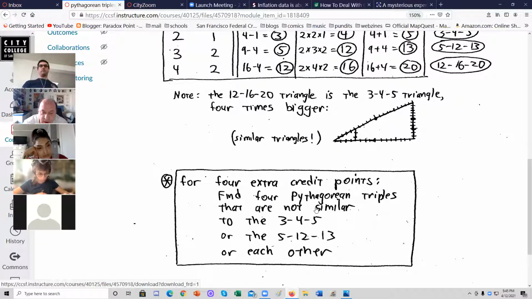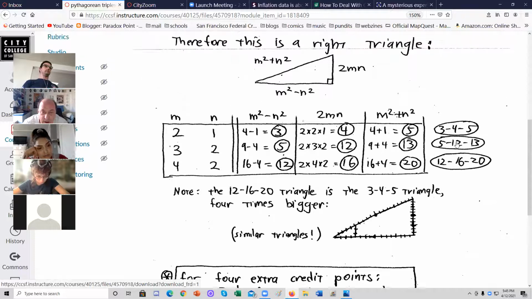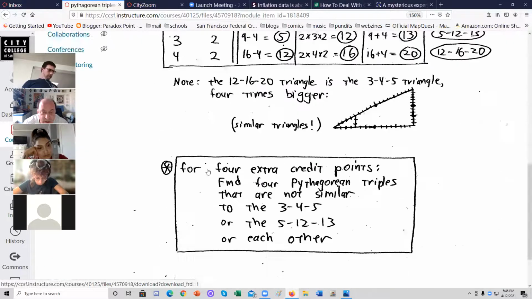And then the question here is to use this to form 4 Pythagorean triples that are not similar to the 3, 4, 5, or the 5, 12, 13, or each other. So I don't want any reruns of any of these, even in multiples. This matter is simple. You just have m and n be different things. It's a good idea to have one of them be odd and the other be even. Otherwise, there's some redundancy there. And that should do it. So this is worth 5 points for you.